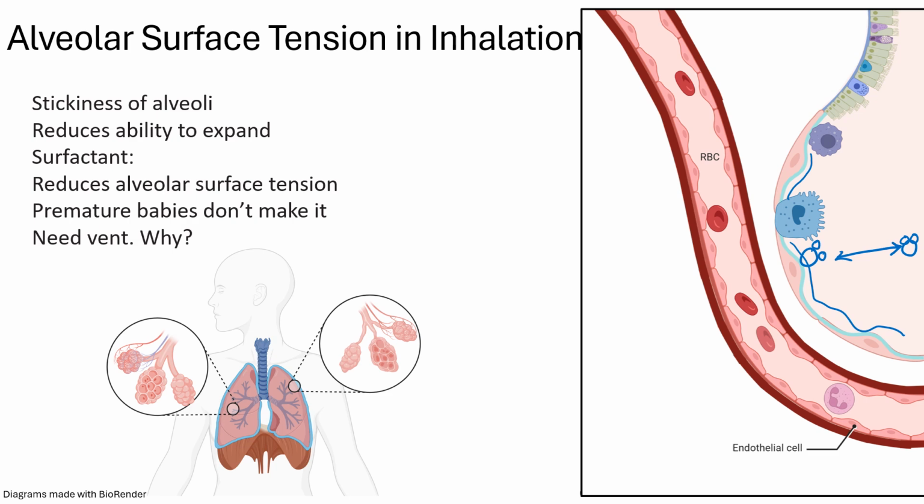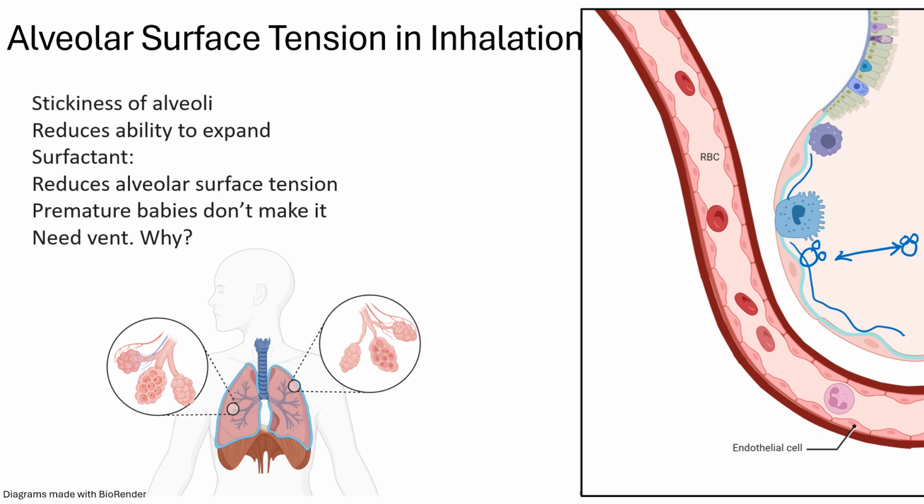But what if you don't make surfactant? That's the case in premature babies. Surfactant isn't made until about 2 weeks prior to birth. Why would you need it? It's not like you're going to be using your lungs. So premature babies may not be able to provide enough force to increase the volume of their chests and overcome the surface tension that's holding their alveoli closed. And this is why premature babies will often be put on a vent. Ventilators essentially blow air into your alveoli, forcing them open.